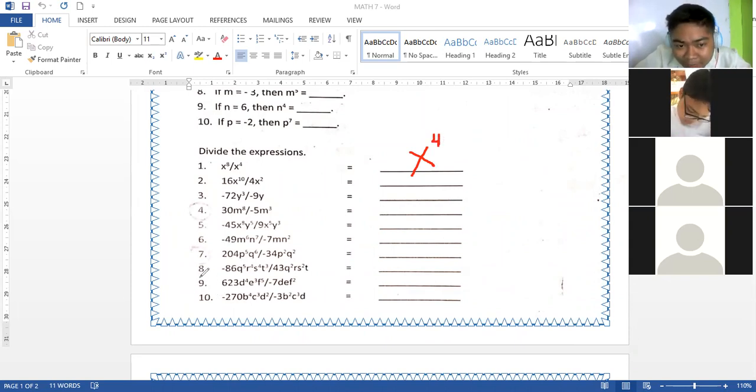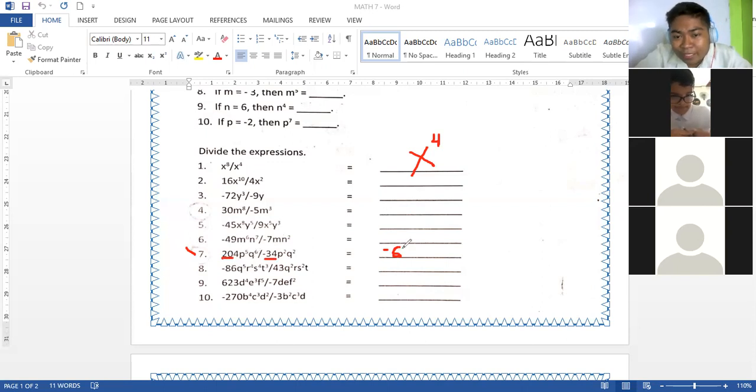O, dito tayo sa gitna. Ano ba may hirap dito? Ito, number 7. 204 divided by negative 34. So, kapag positive, negative ang dinidivide, obviously, it is negative. So, 204 divided by 34. O, calculator na natin. 204 divided by 34. That would be 6. So, ang sagot natin dyan ay 6. It would be negative 6.